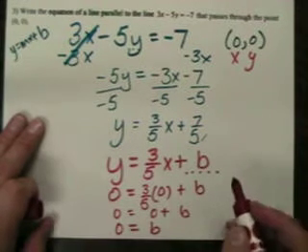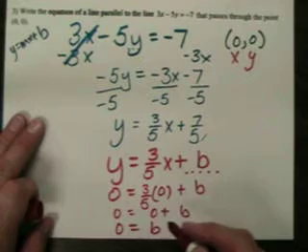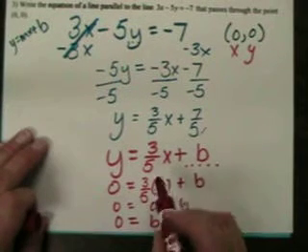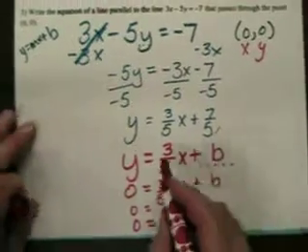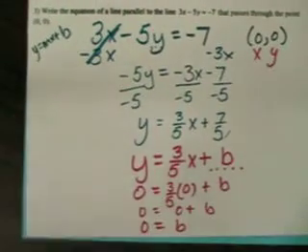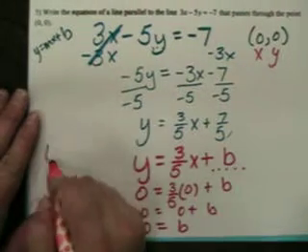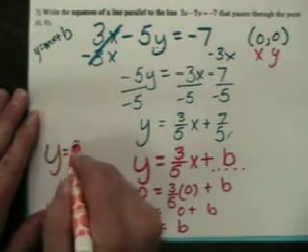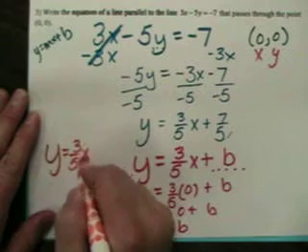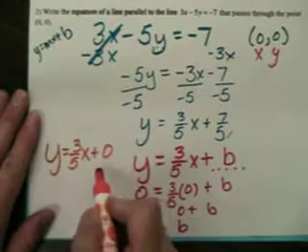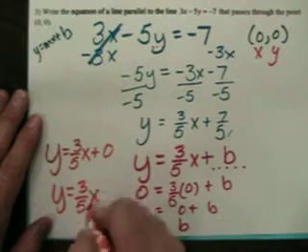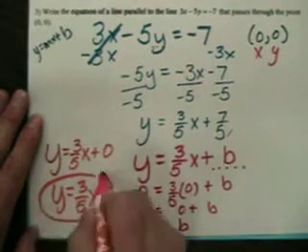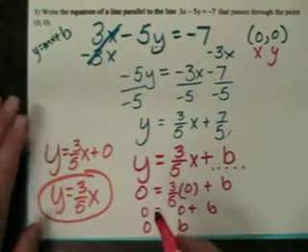You won't always get 0, but you can just use algebra to figure out what b is. So I know that the y-intercept is 0. Well, I could write that now as my actual equation. Y equals 3/5 x plus 0. But we usually don't write a plus 0 on it, so we're just going to write it as y equals 3/5 x. And there is my answer to that problem.